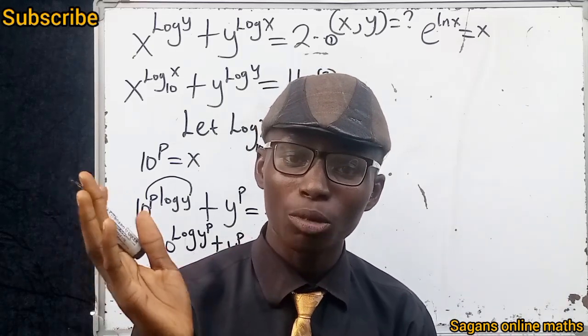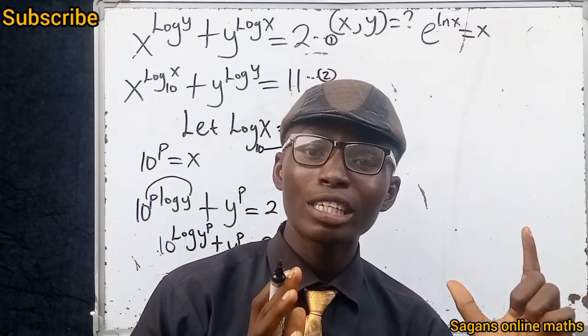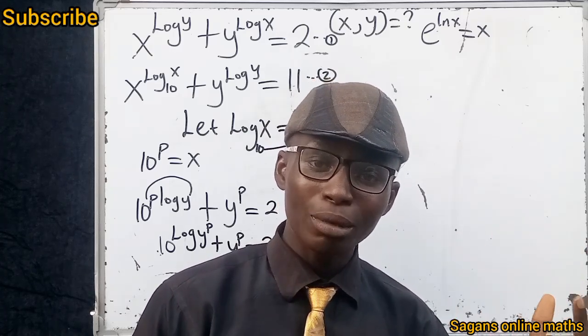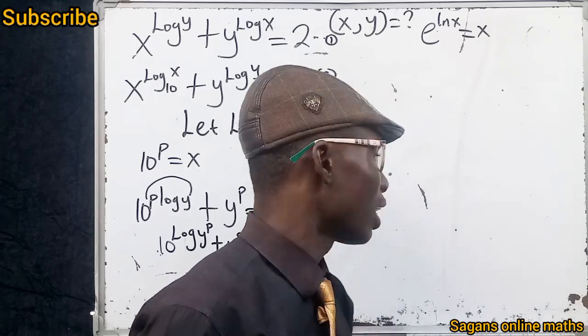Remember, we have natural logarithm and common logarithm. Common logarithms are logarithms that are always in base 10, and natural logarithms are logarithms that are always in base e, right? Now look at what we're going to do.